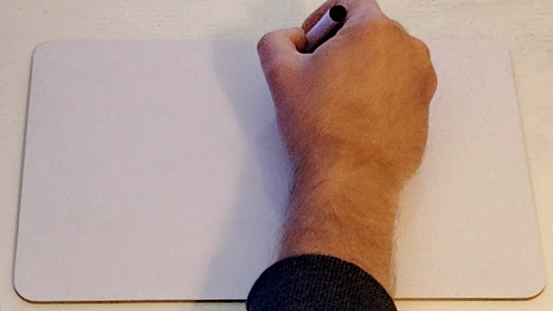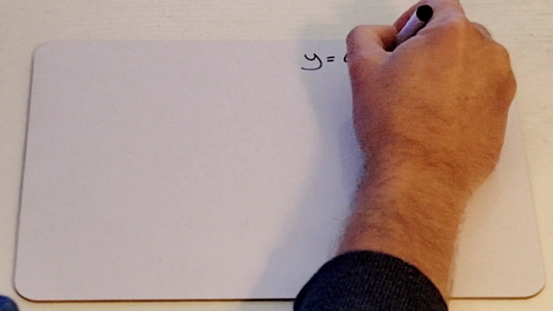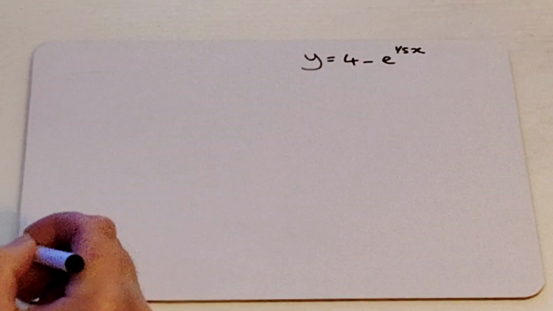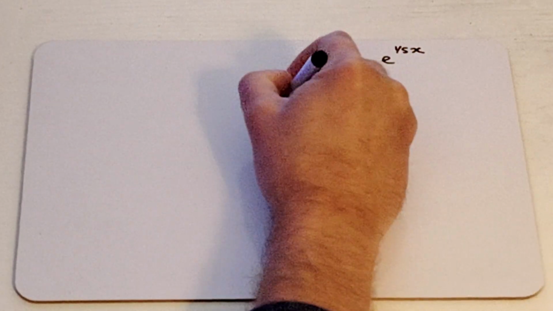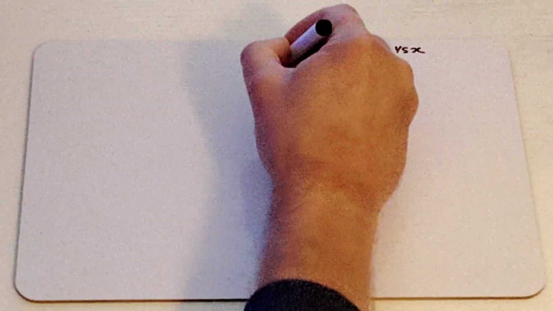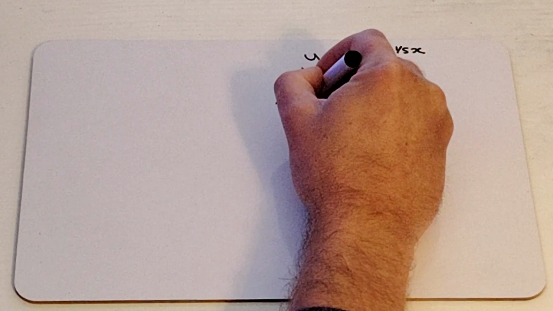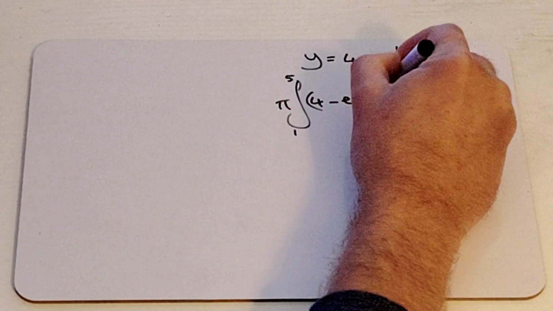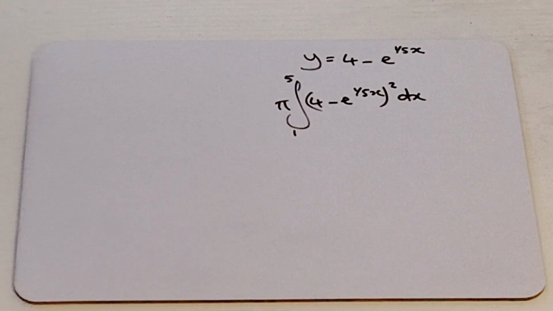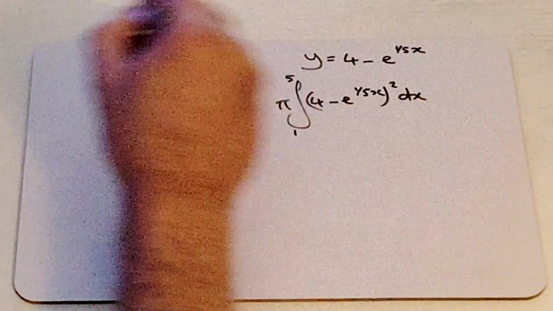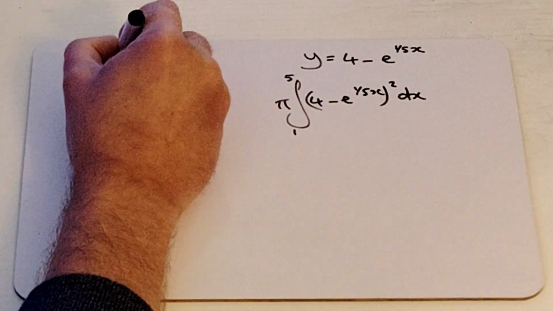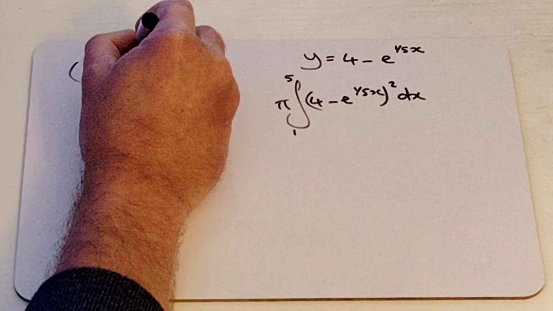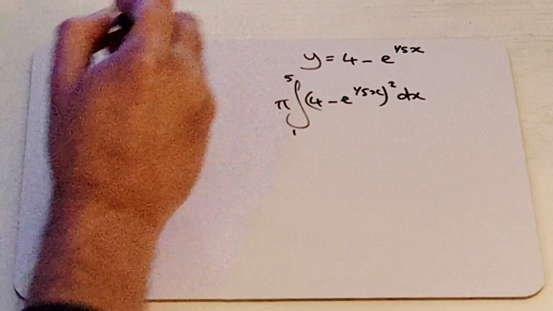Okay, so now for the tricky bit, the actual integration itself. You remember our function was y equals 4 minus e to the 1/5 x, and we're going to integrate that function, multiplied by pi outside, between 1 and 5. It's y squared, which is 4 minus e to the 1/5 x, all squared, dx. So the first thing we need to do is multiply our function out. I'm going to expand 4 minus e to the 1/5 x, squared.